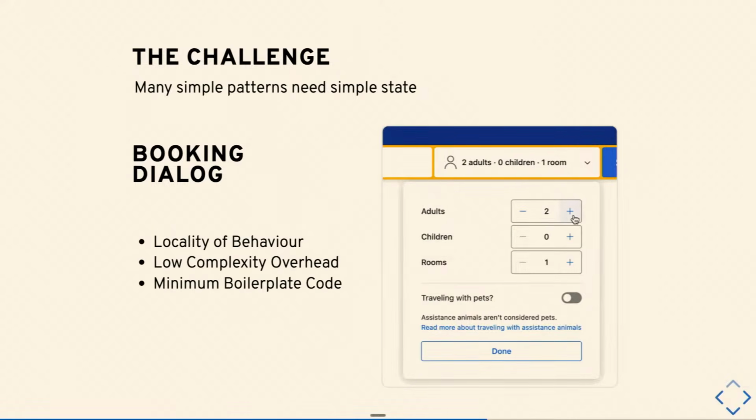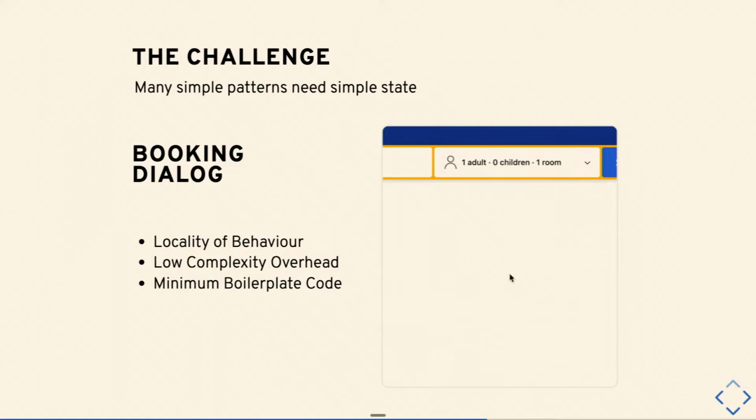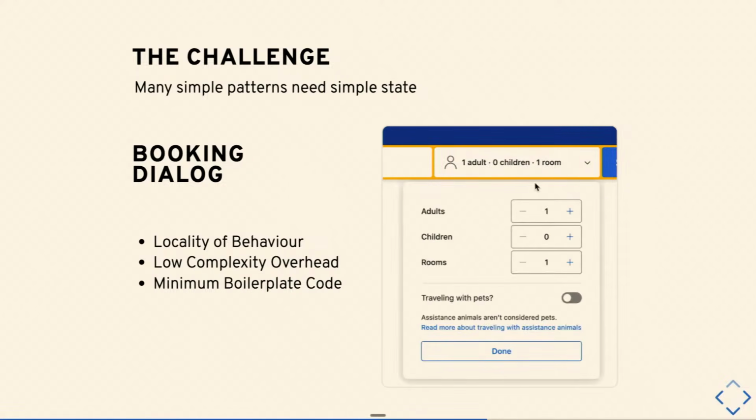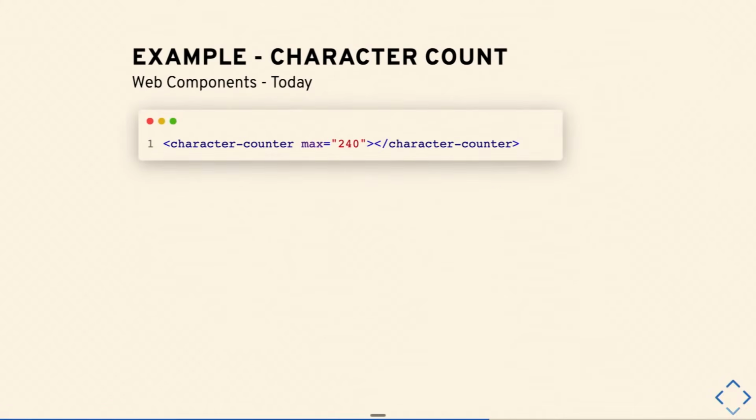So let me tell you why. I think some of the things across React land and HTML-first land that people value, as is evidenced by the libraries that are popular, are locality of behavior, low complexity overhead, and minimum boilerplate. So you don't want to have to write a load of code to do very simple, conceptually simple things.